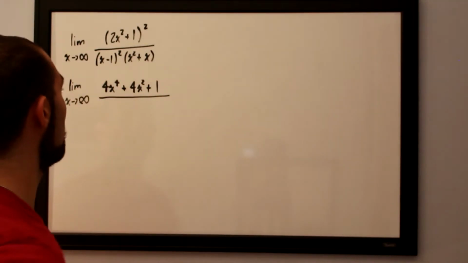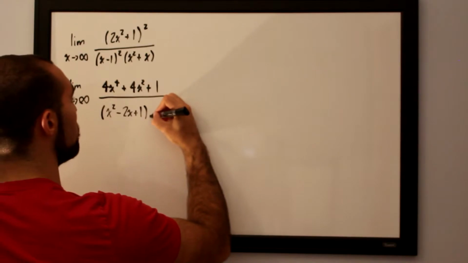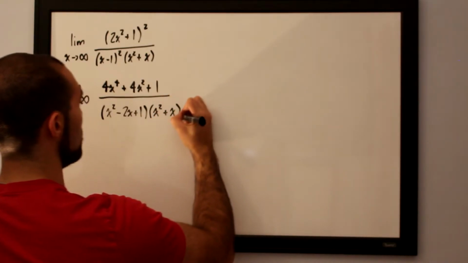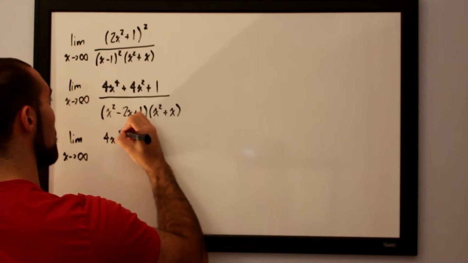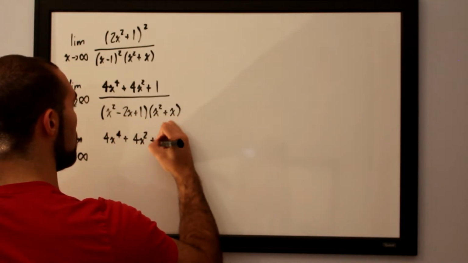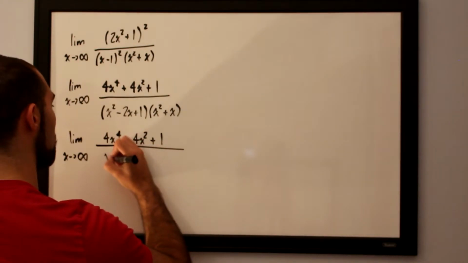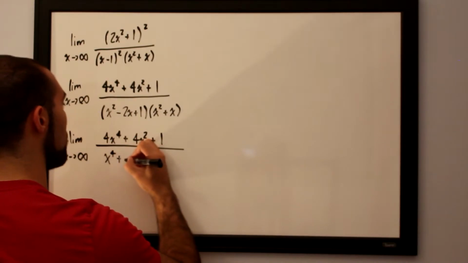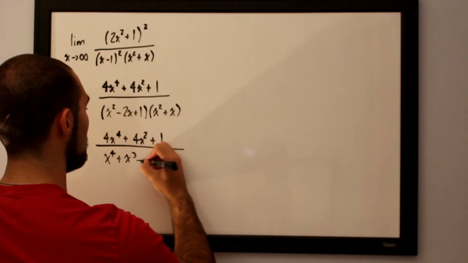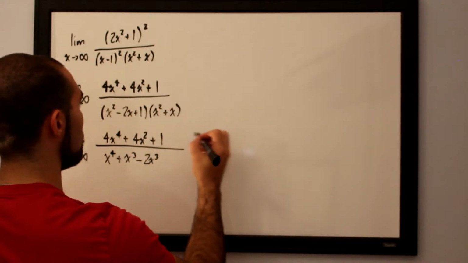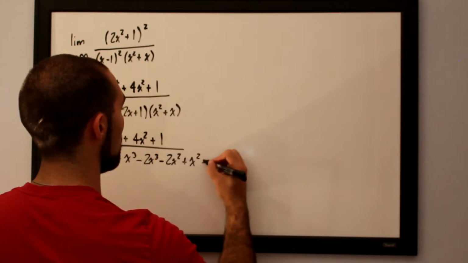Now if we were to go and square the denominator, this part is going to leave us with x squared minus 2x plus 1 multiplied by x squared plus x. We can distribute this even further and say the limit as x approaches infinity for 4x to the fourth plus 4x squared plus 1 over, and then we're going to distribute this so that x squared times x squared becomes x to the fourth, plus x to the third, minus 2x to the third, minus 2x squared, plus x squared and then plus x.